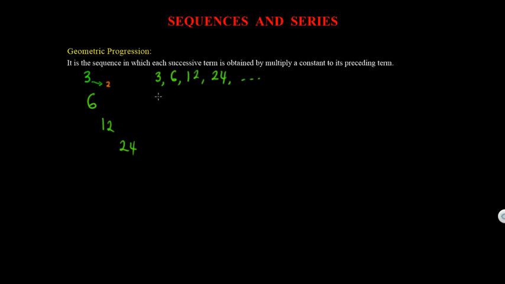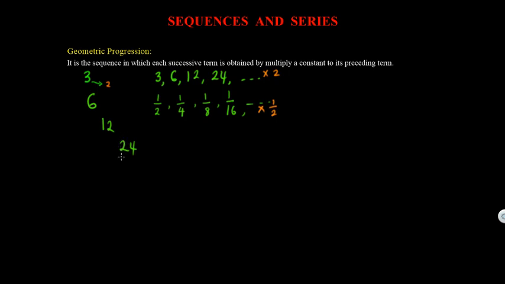We can also have another geometric progression in the form of this. Let's say 1 over 2, 1 over 4, 1 over 8, 1 over 16. We realize that in this first example, we are multiplying each term by 2. But in this second example, we are multiplying each term by 1 over 2.